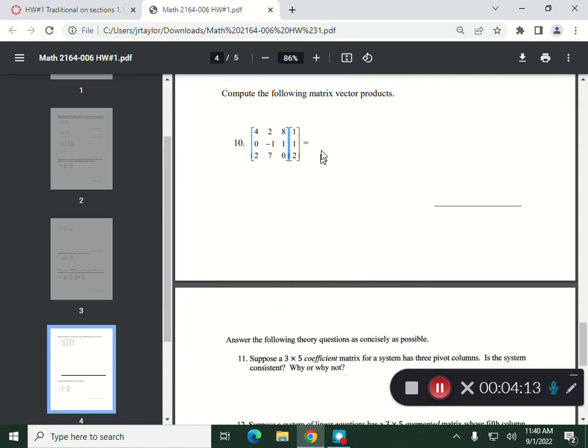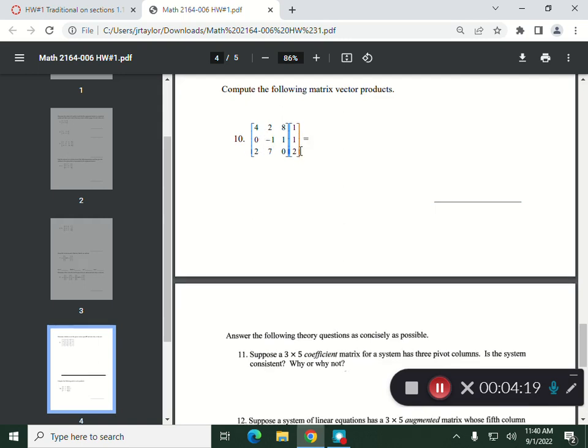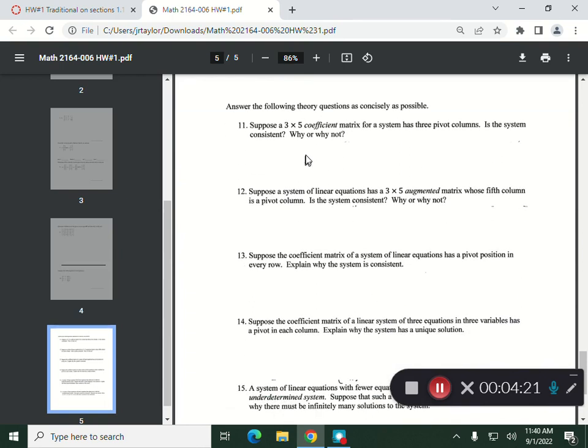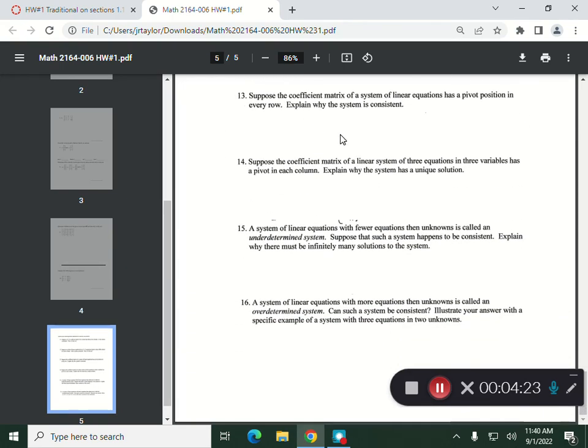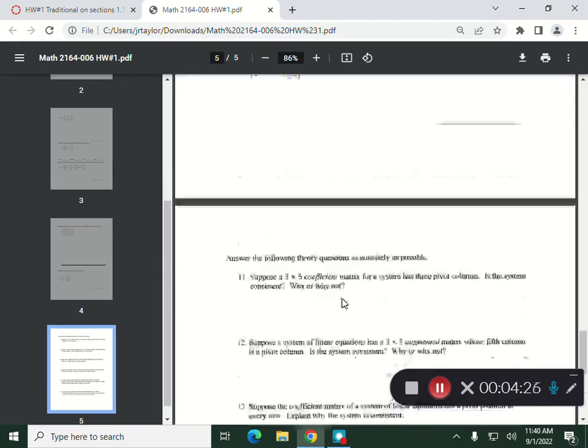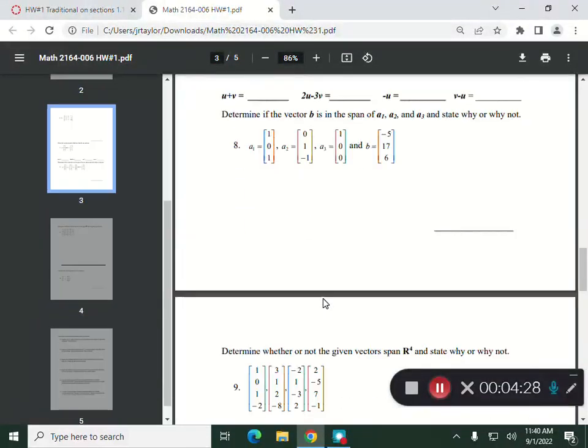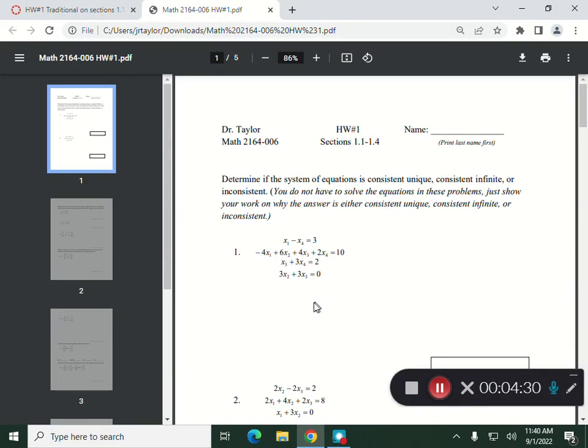Compute the following matrix products. I want you to multiply this matrix times this vector, if you will. A vector is a matrix. And then I got you some questions about the size of a matrix and augmented matrices, whether you get unique systems and stuff like that. So all in all, I got 16 questions on this thing, but it is due when?